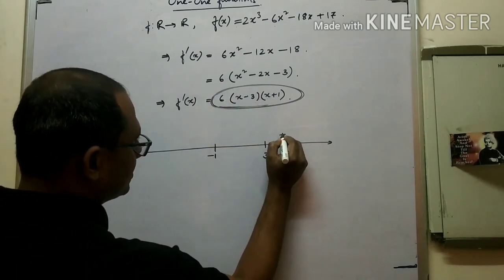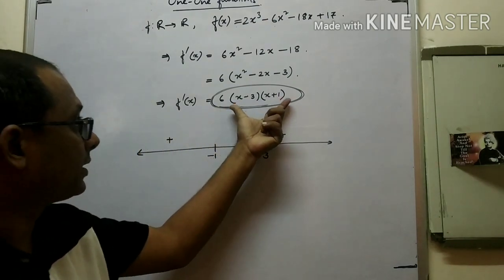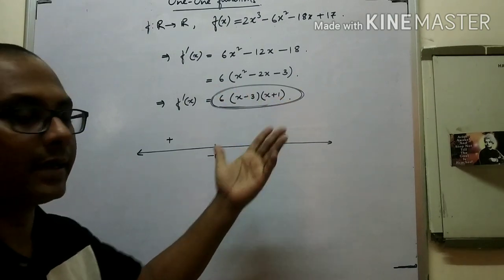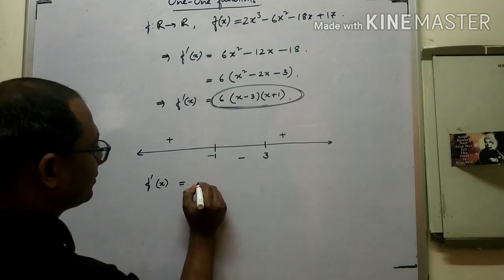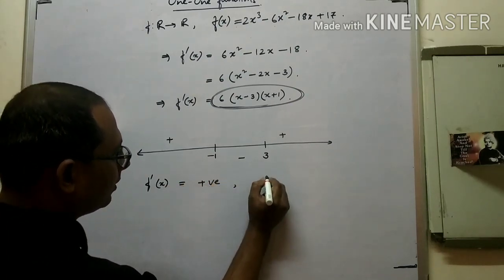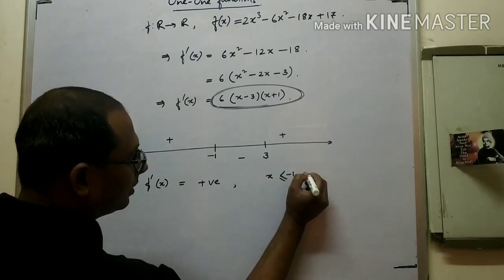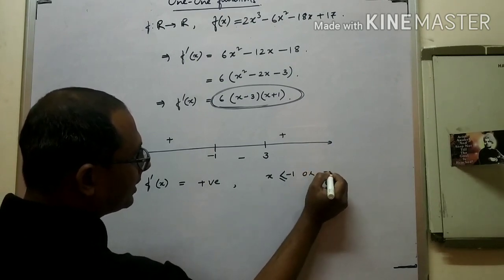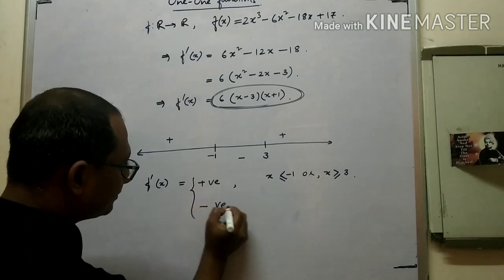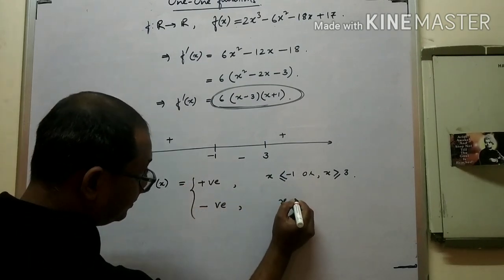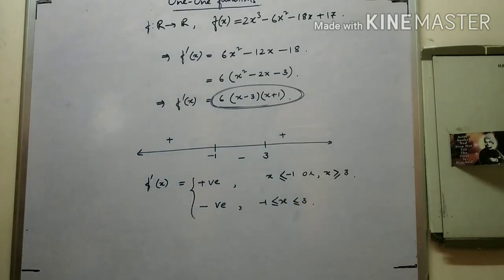Both x are positive, so it will start with positive, negative, positive. So this diagram is depicting where this particular value is positive and where it is negative. So f'(x) is positive for all x less than or equal to -1, or x greater than or equal to 3, and is negative for all x lying between -1 and 3. Right?